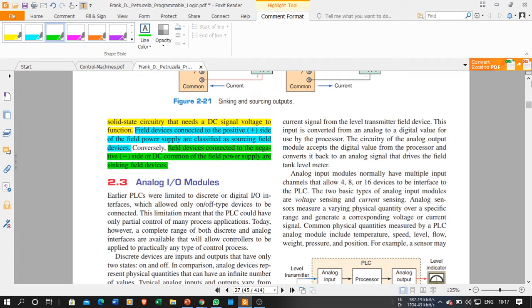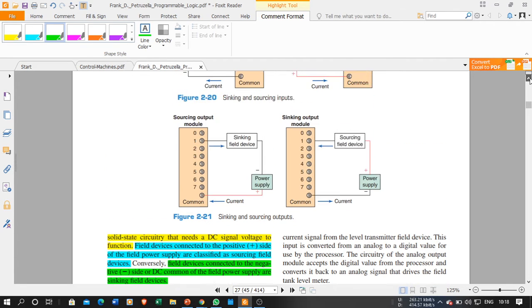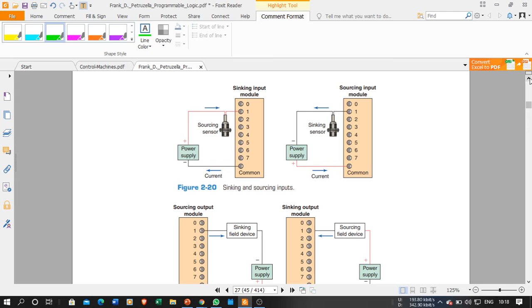Okay, so if I connect the devices to the positive side, then they are called sourcing devices, and if I connect them to the sinking side, then these are called sinking devices. Now if you see over here, this is my sourcing sensor, input is sourcing.